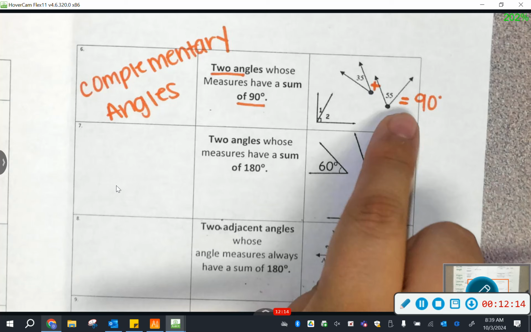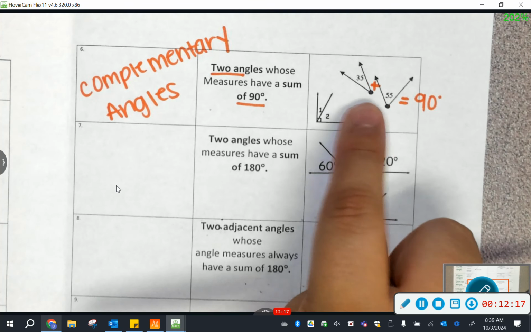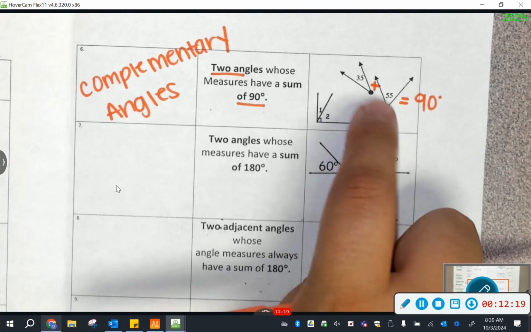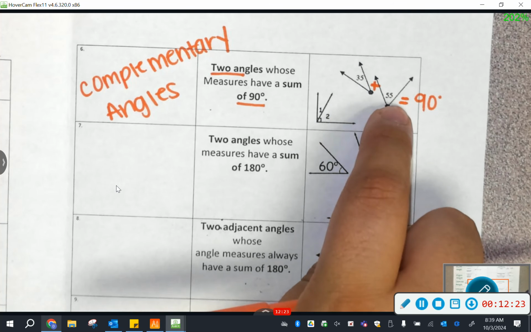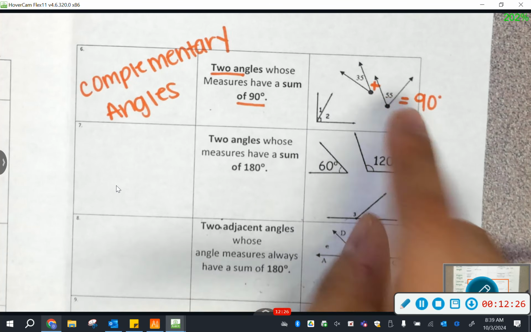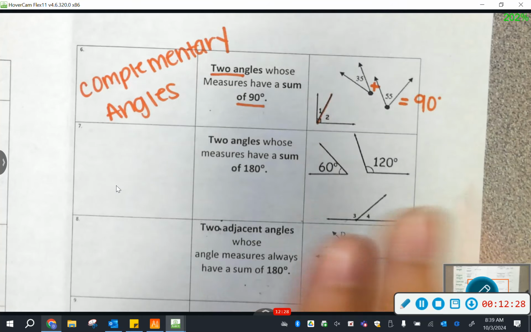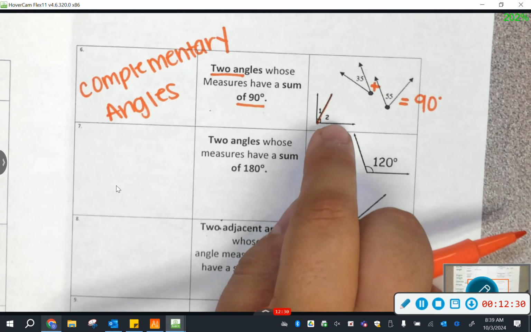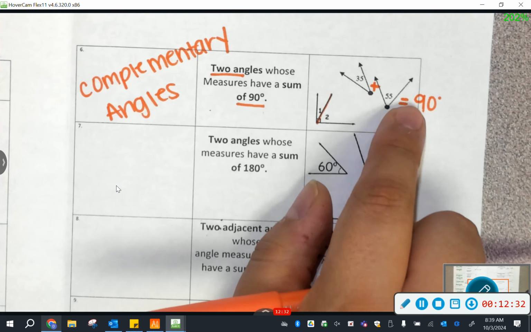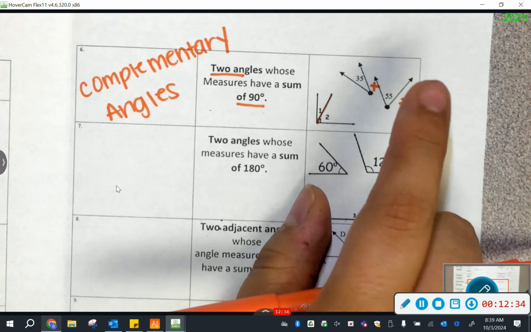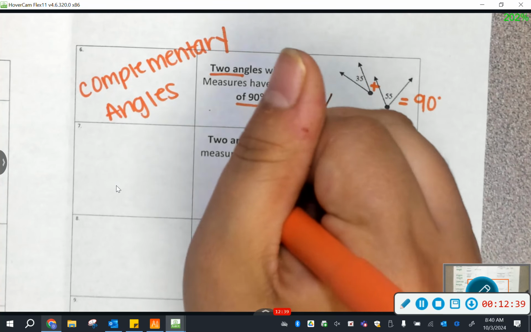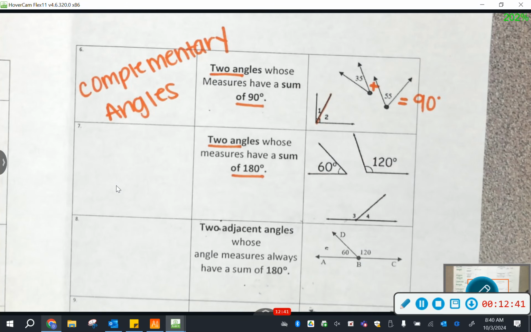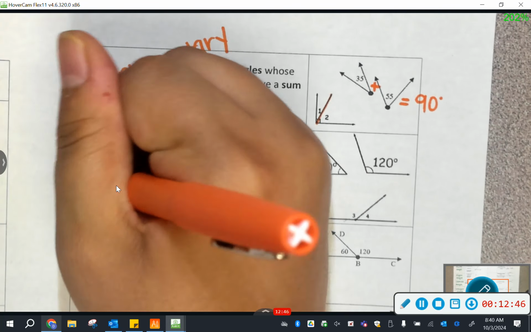These are non-adjacent complementary angles. Are they right next to each other? Do they share a fence or a wall? This one has its own walls. That one has its own walls. These are non-adjacent. These are adjacent. They share that fence. So complementary angles can be adjacent or not. They just have to have two of them that equal 90. What about when it equals two angles that equal 180? Supplementary.